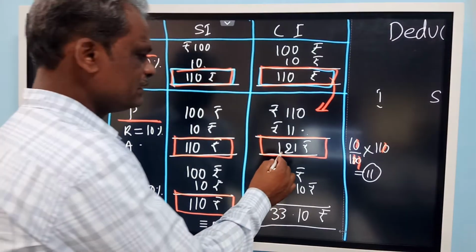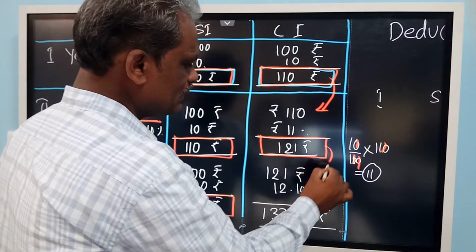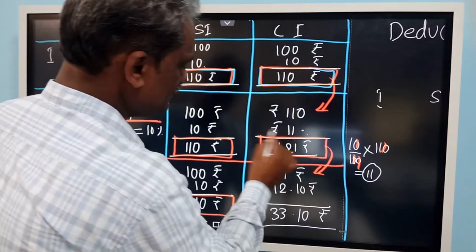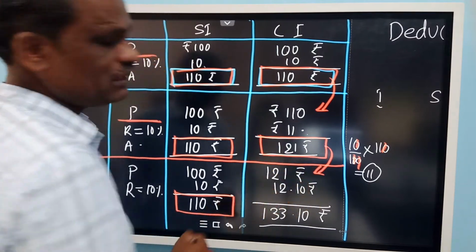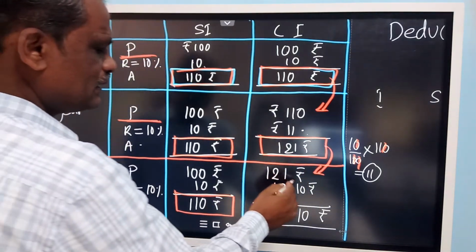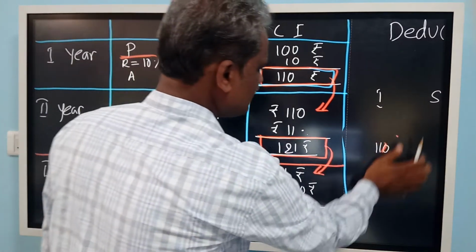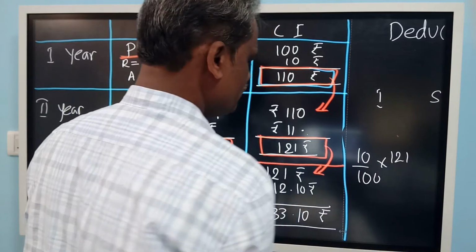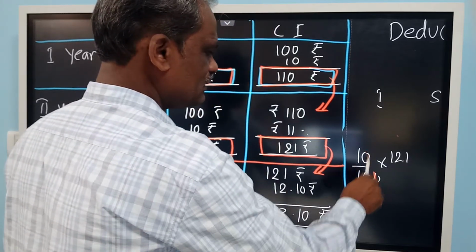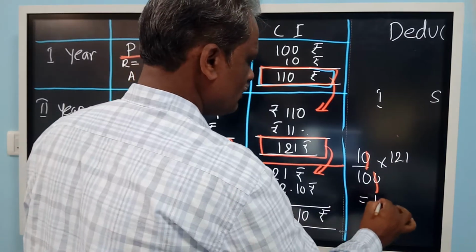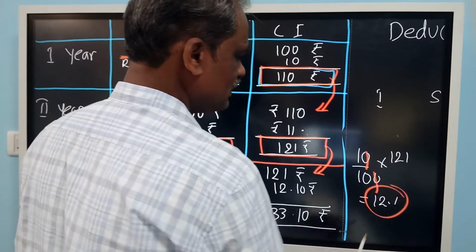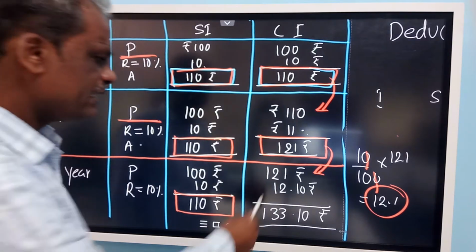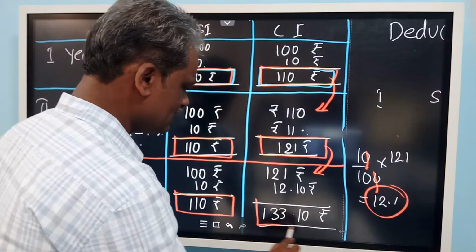Even at the end of the third year it is 110 only. But in the compound case, the second year amount will become the principal of the next year. So if you calculate this 10%, 10 by 100 into 121, the zero cancels, 121 by 10 is 12.1, so 12.10 is the interest. If you add this to the principal, you are getting the amount 133.10.